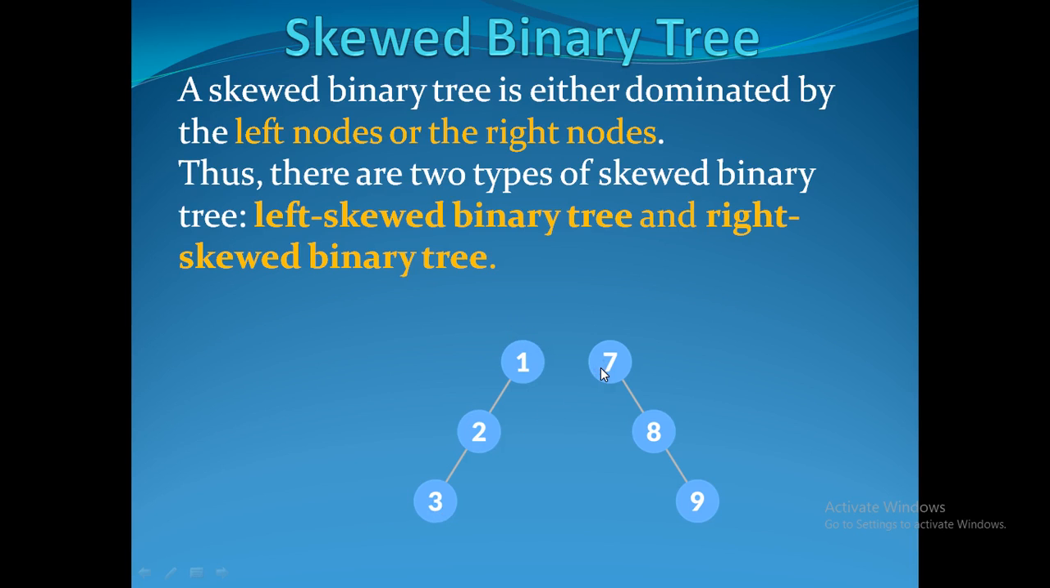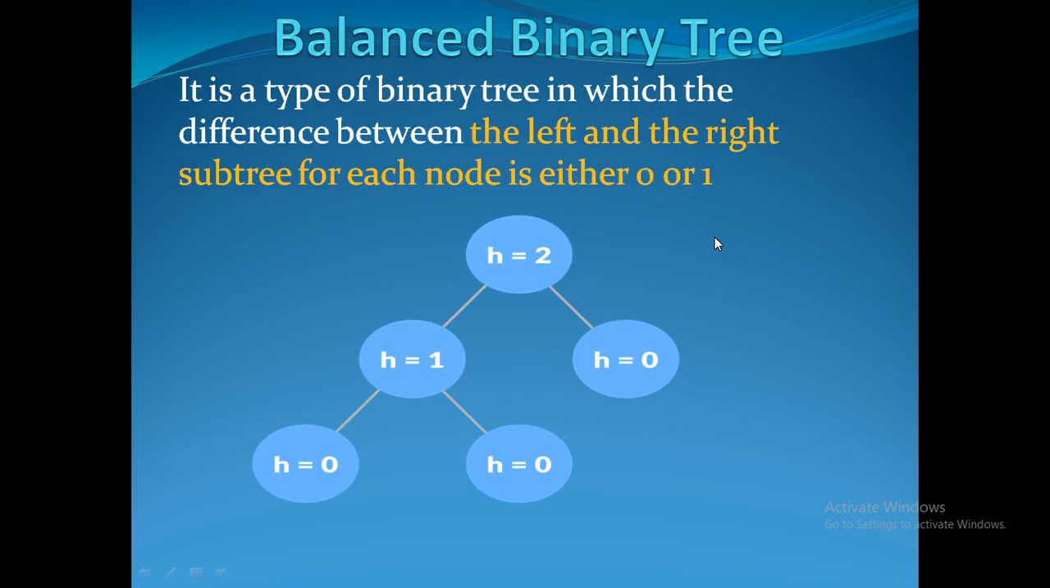And here this is a right skewed tree. 7 is a root node and having only one right child, and 8 is having only one right child. So all the right subtrees are filled. That is said to be the skewed tree. Left skewed tree and right skewed trees are available.